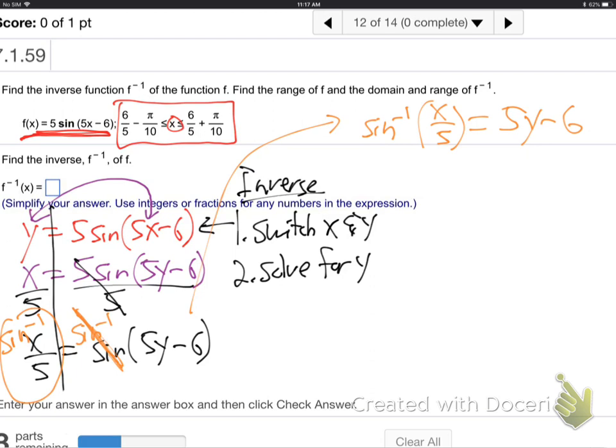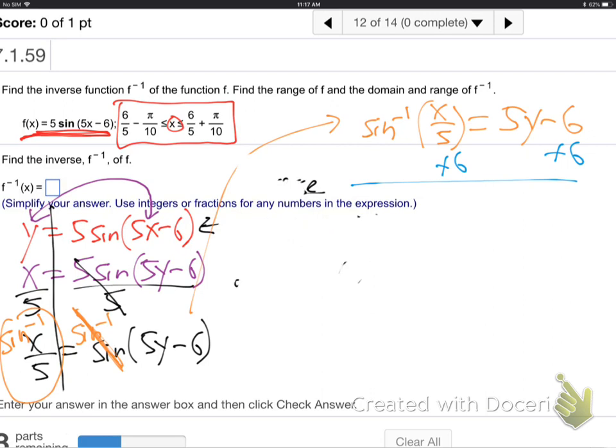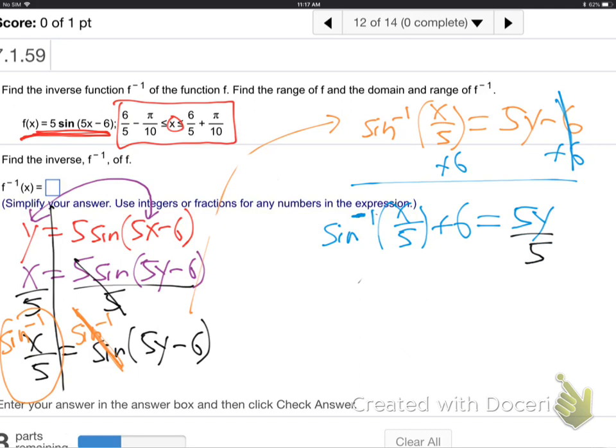Okay, we're supposed to get y alone. So what are we going to do? Add 6 to both sides. We now have sine inverse of x over 5 plus 6 is 5y. Okay, and now last step to finish getting y alone. Divide by 5. You can just divide the whole thing by 5, or you can divide each one separately by 5. That's the same either way.